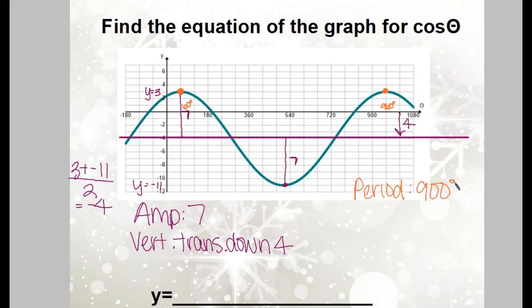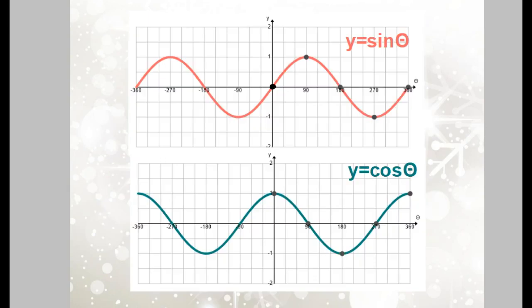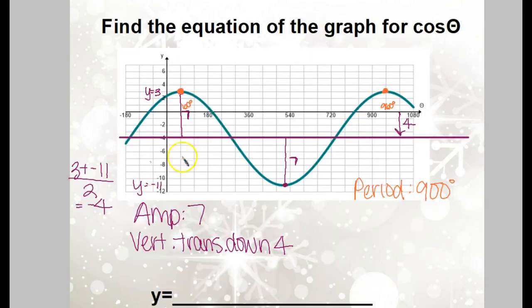The last thing that I'm going to look for is any horizontal translations. And so again, looking back to the parent function, I can see that this maximum point occurs on the y-axis. Well, now our first maximum point occurs when x is 60 degrees. And so that tells me that we shifted it right 60 degrees. And again, we'll call that our horizontal translation.